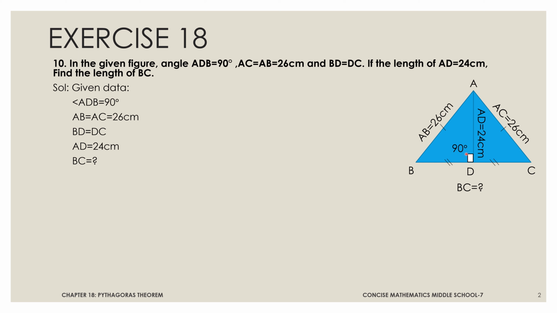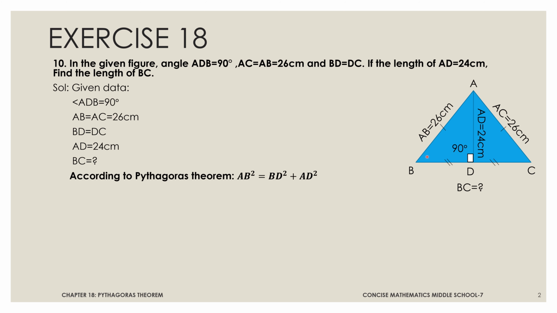We can use the Pythagoras theorem only for the right angle triangle. So how to find a right angle triangle? It should have 90 degrees at the angle opposite to this hypotenuse. The slanting line is called the hypotenuse. Just opposite to that, the angle should be 90. Then only it is said to be a right angle triangle.